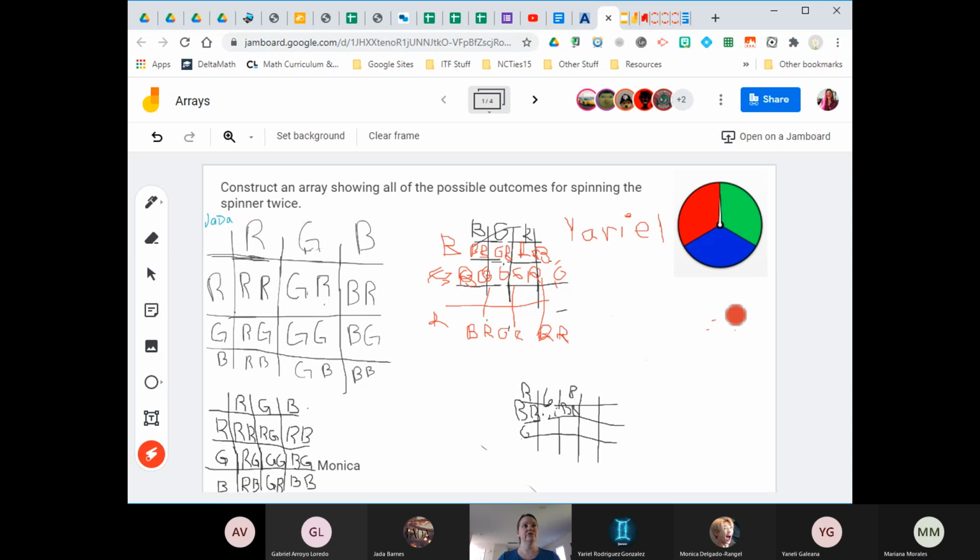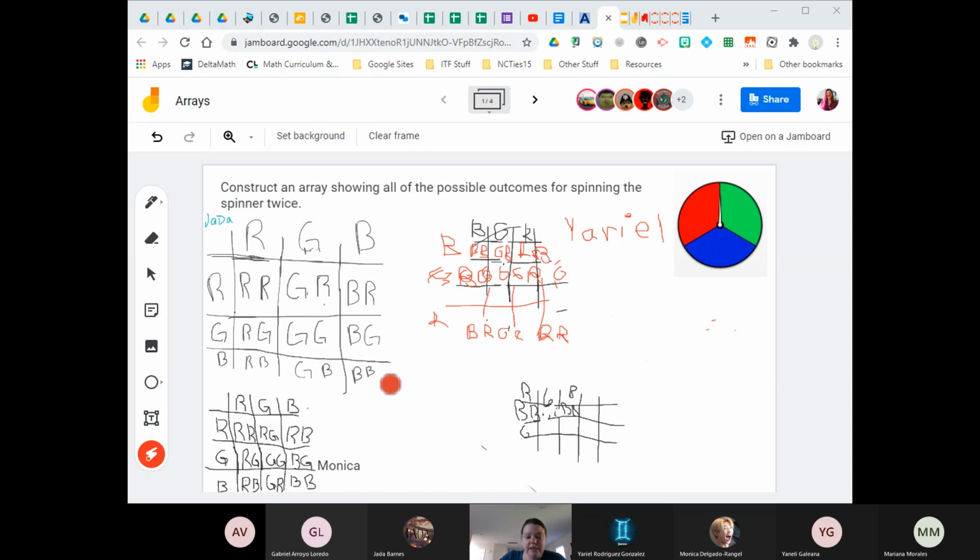Any questions about how to complete an array? Any questions about how to use it to find probability? Yes, Yariel, you have a question about which one? Could do in the array. Okay, so if I look, there are 9 outcomes. I'm going to use Jada's here. 1, 2, 3, 4, 5, 6, 7, 8, 9.